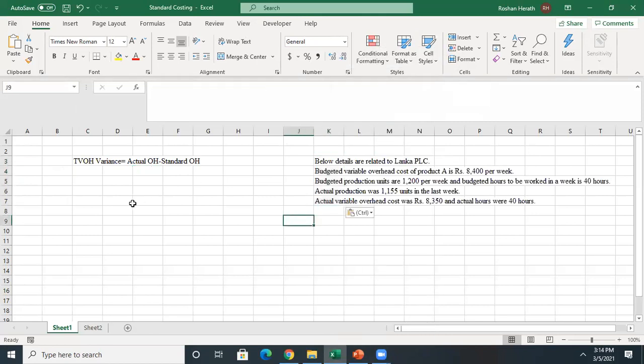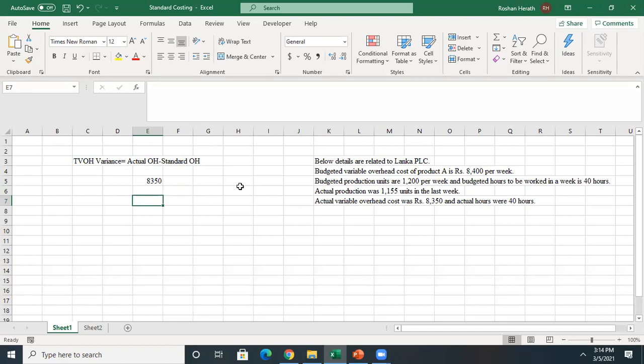So the answers are given, but we may just work the things out and then you can have a complete understanding of that. So here you will need to take the actual overhead. What is the actual overhead cost? It is given as 8,350. The actual overhead is 8,350. Then what is the standard overhead? So you need to figure out what is the standard overhead. What do you mean by this standard overhead? That is, for the actual production, how much was the standard variable overhead.